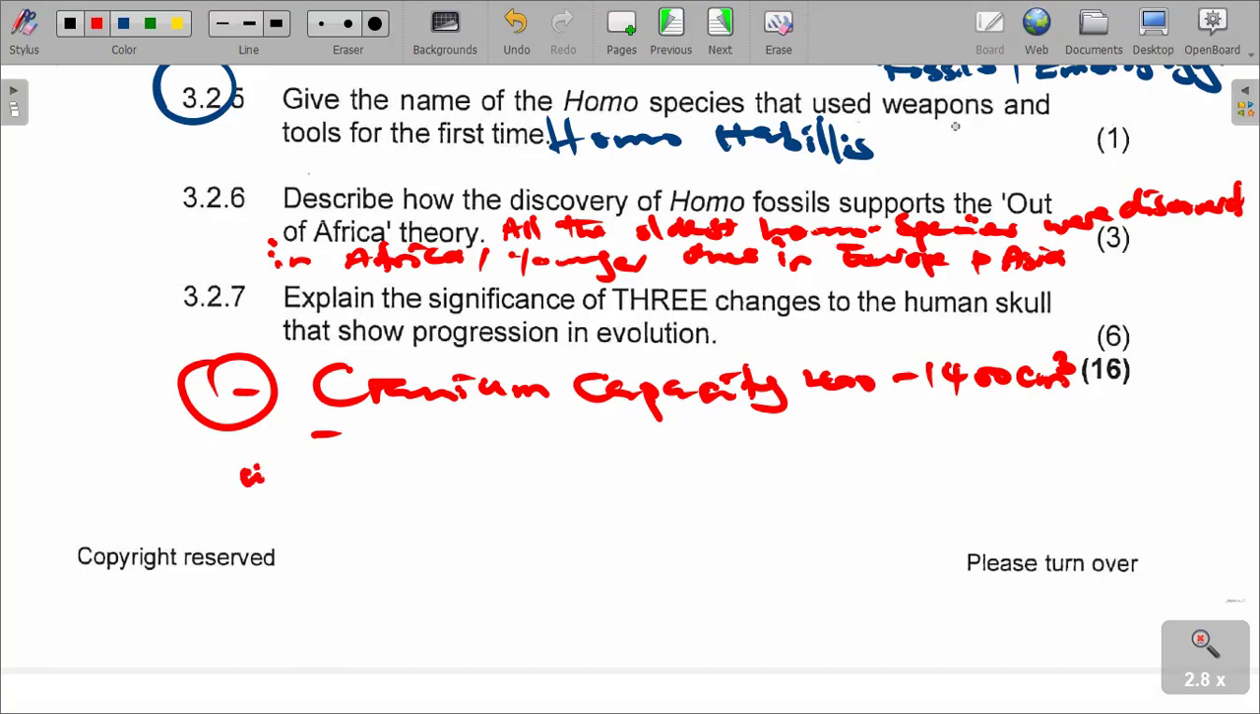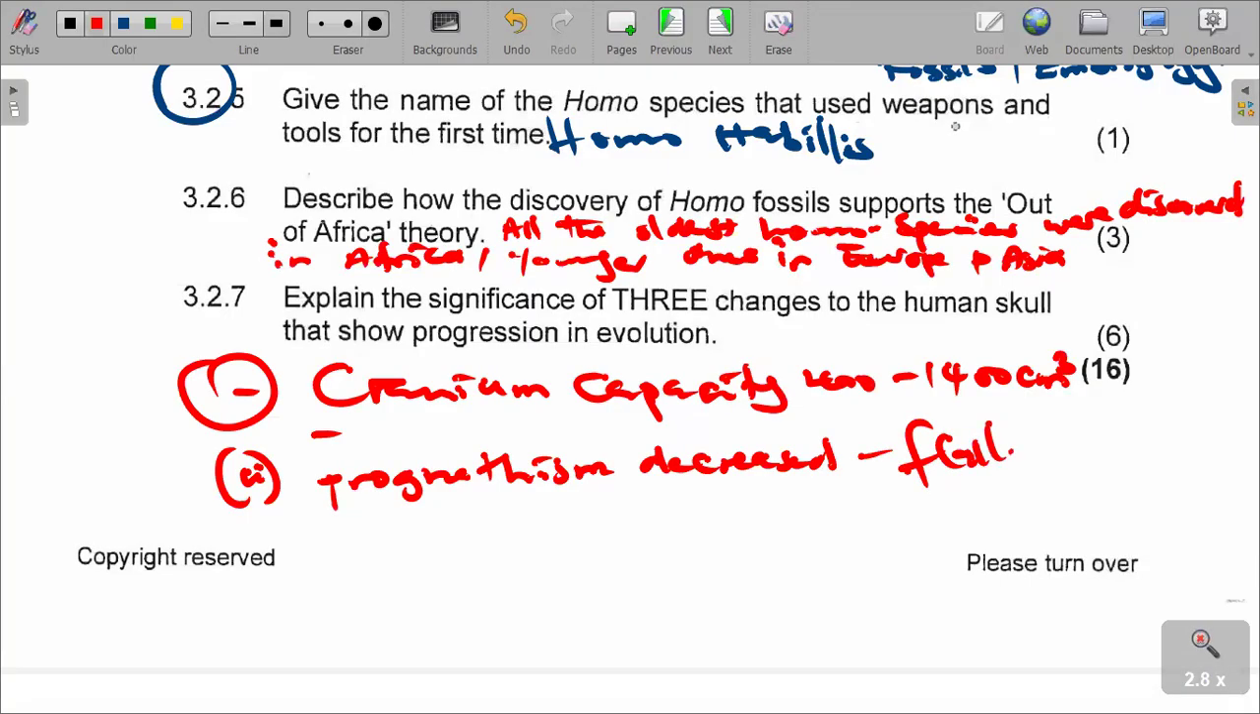And then we have got the prognathism decreased, which resulted in a flatter face that we actually talk about there.